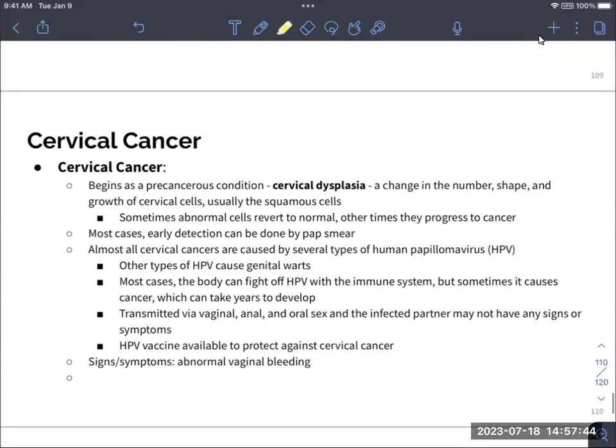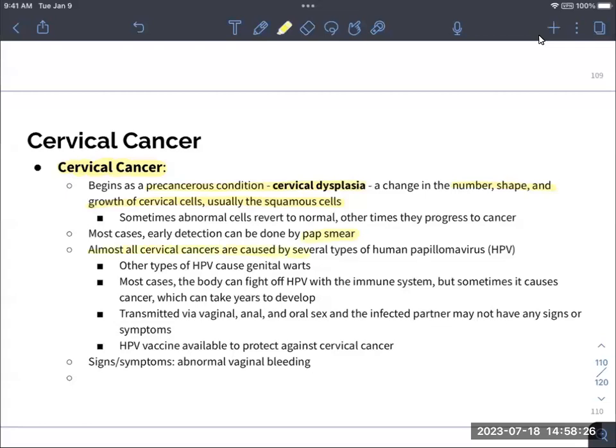Cervical cancer. Cervical cancer usually begins as a precancerous condition, cervical dysplasia. So that's a change in the number, shape, and growth of those cervical cells, usually those squamous cells. Sometimes abnormal cells can revert back to normal. Sometimes they're going to progress to these cancerous cells. This is where Pap smears come in. They sample these cervical cells to see if we're finding any of these abnormal cells growing in the cervix.